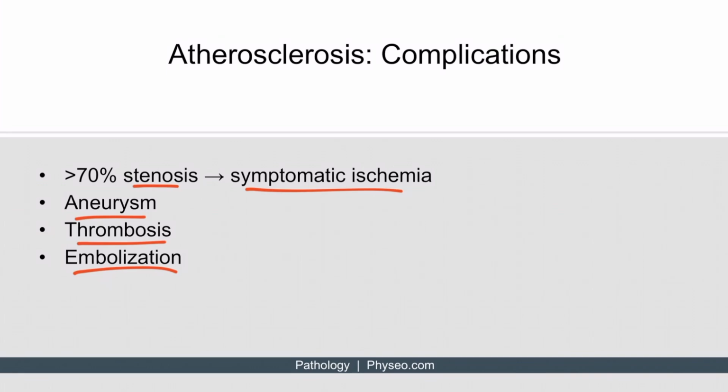Aneurysm can also form as a complication. This is because the thickened tunica intima leads to ischemia of the vascular wall, which then results in wall weakness. If the wall becomes excessively weak, an aneurysm can form, such as an abdominal aortic aneurysm. The last 2 complications are thrombosis and embolization. Let's take another look at the image to understand these better.